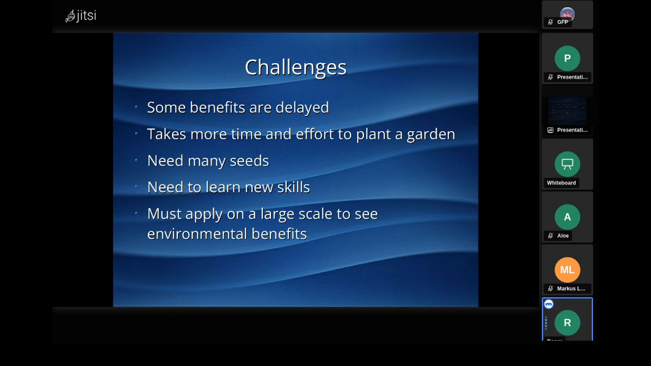You also need to learn some new skills. You need to learn to be more observant and let the plants show you what they need. Learning more pruning skills. And I guess the last challenge is, if you're hoping for ecosystem or large scale environmental benefits, you really need to do it on a large scale as well.